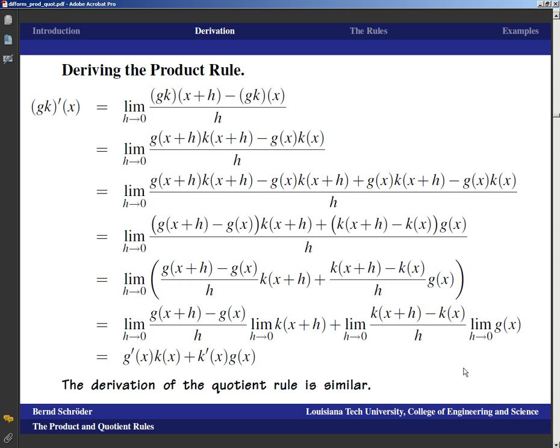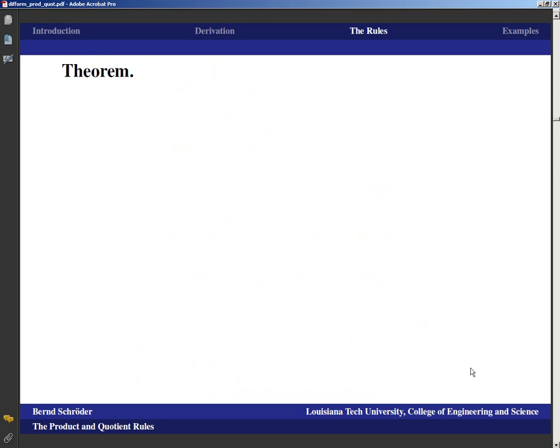And the derivation of the quotient rule is indeed quite similar, so we'll forego that part. Remember, these derivations are for background information. We want to know where this stuff comes from. We want to realize that no, this is not something that somebody arbitrarily wrote down. This can be justified. But in the end, the idea of a calculus class is to apply these rules, and that's where we're headed. So first, let us just summarize these rules.